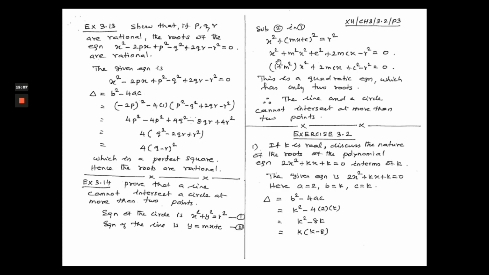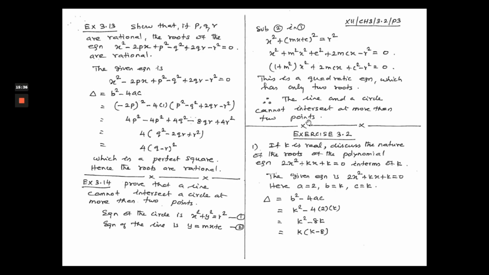So notice, there is x squared here and x squared here, x squared is common, so (1 + m squared) x squared, plus 2mcx, and here c squared minus r squared: x squared term, x term, constant term. So this is a quadratic equation. This quadratic equation has only two roots. Since there are two roots, the line and a circle cannot intersect at more than 2 points.